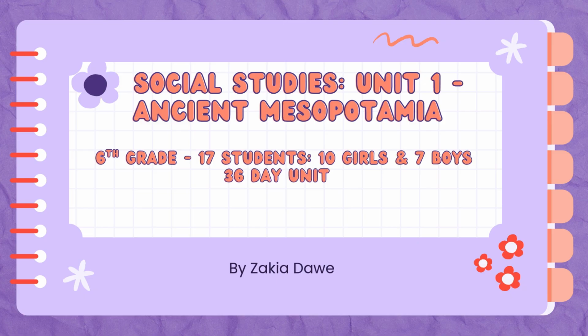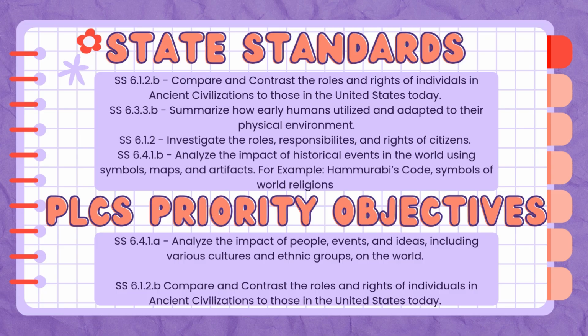I chose to do my strategies project over Social Studies Unit 1, Ancient Mesopotamia. I am in a sixth grade classroom. I have 17 students, 10 girls and 7 boys, and this unit was 36 days long. These state standards help me guide my lessons for the unit.